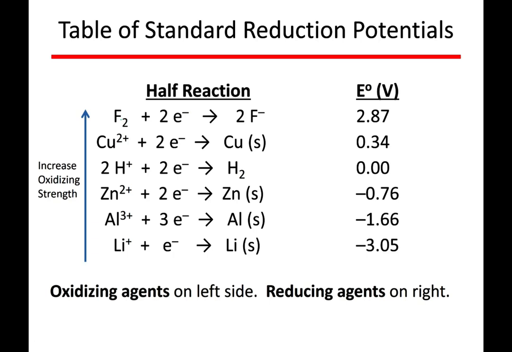F2 is a much stronger oxidizing agent than Li+, because the reduction of F2 has a half cell potential of 2.87. So it's a really big positive number, and that's going to be really favorable towards the potential spontaneity of a chemical reaction. It's going to make it more likely to occur, and so F2 is going to be more likely to cause oxidation to happen than Li+, which has a negative 3.05. On the flip side, the reducing agents increase in strength as you go down the table. And so Li solid is a much stronger reducing agent than F-, for instance.